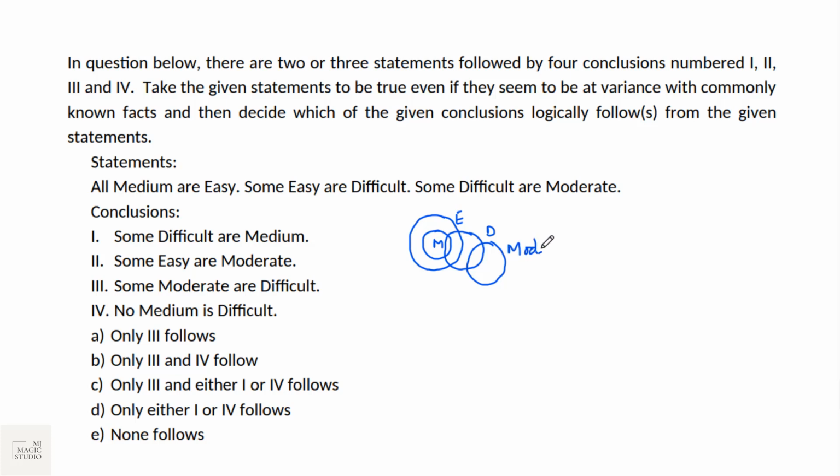Many times one diagram is enough, but we can have more types of Venn diagrams also. The conclusion is some difficult are medium. We can see here that some difficult are medium, but we can also have one Venn diagram like this where medium, easy and difficult, there is no common area between medium and difficult. So the first one is followed in the first Venn diagram but not in the second one. Some easy are moderate. Yes, some easy are moderate is following in both the Venn diagrams.